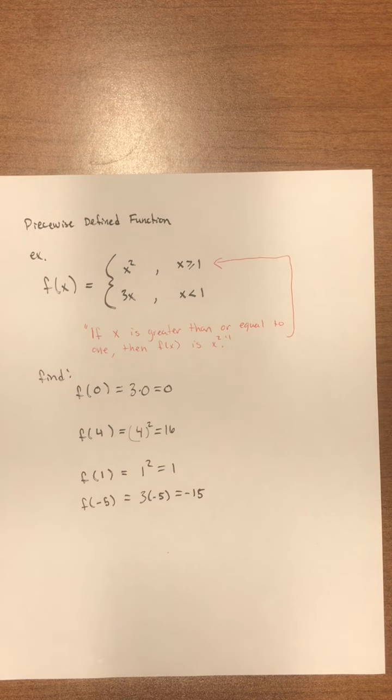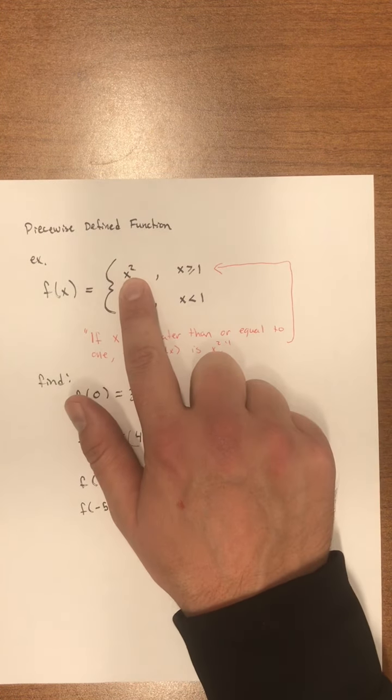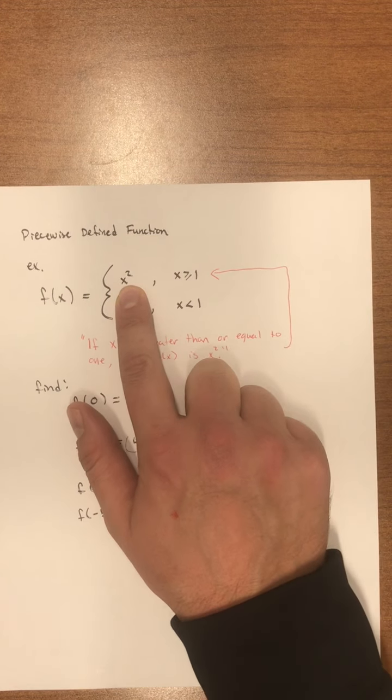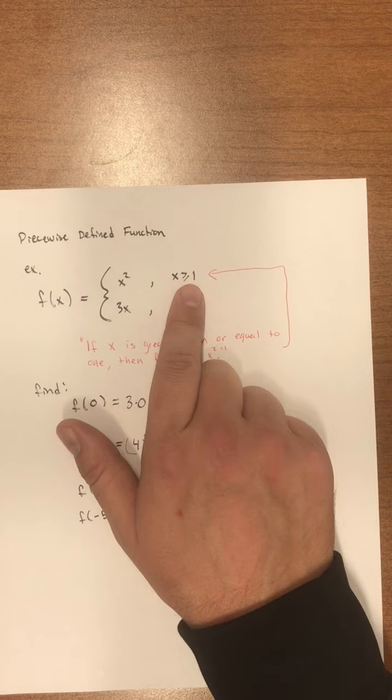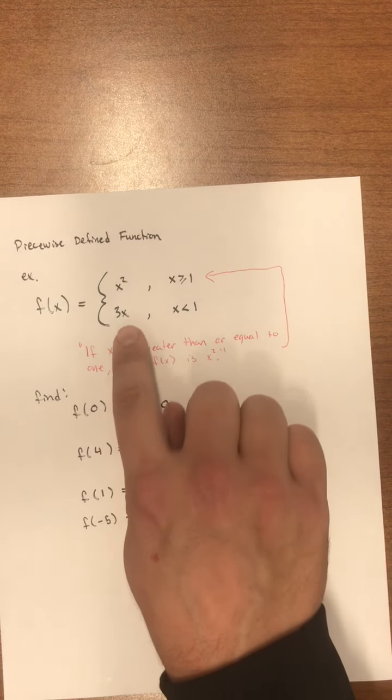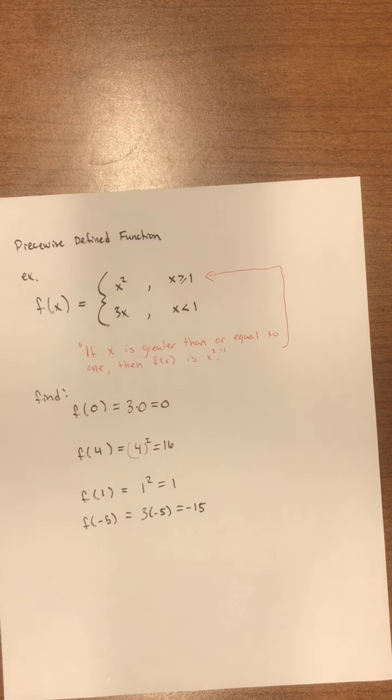We can graph piecewise defined functions. We don't spend a ton of time graphing them, but what you would do in this case, if you have x squared for x greater than or equal to 1, is graph this parabola for all values of x greater than or equal to 1, and then graph this line, 3x, for all values of x strictly less than 1, and then you would have the piecewise defined function graph.